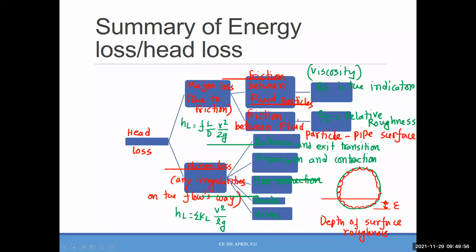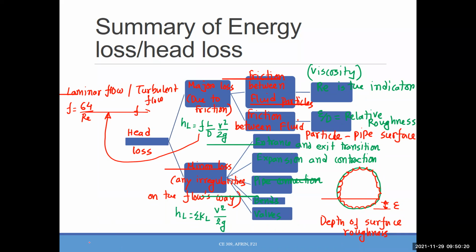Okay. And this F, I just need 1 minute. Laminar flow is F equals 64 over RE, and for the turbulent flow, F comes from the Moody's diagram. Okay. So this summary table is complete.